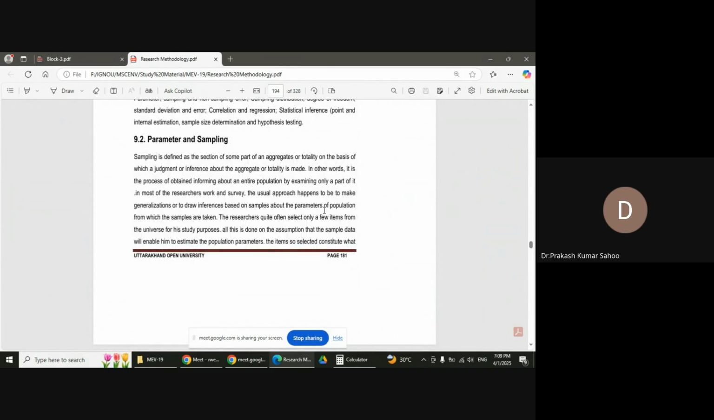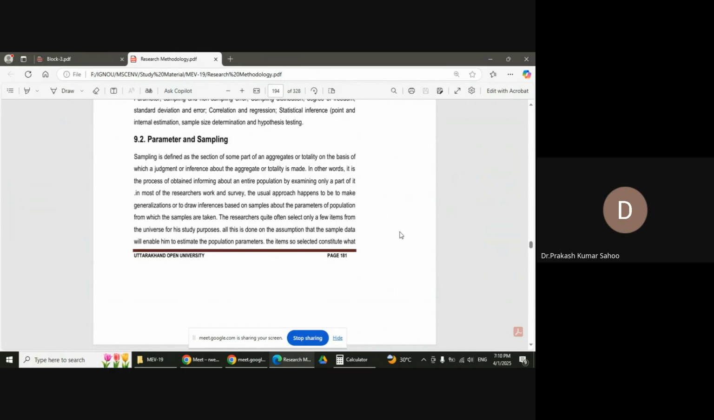Then parameter and sampling. As we know, a sample is some part of an aggregate or totality, on the basis of which a judgment or inference about the aggregate or totality is made. That is, the sample should be a representative of the whole lot. For a big mass, the sampling may be done in some specified region, or for a small size of sample, only one or two times the sampling is done.